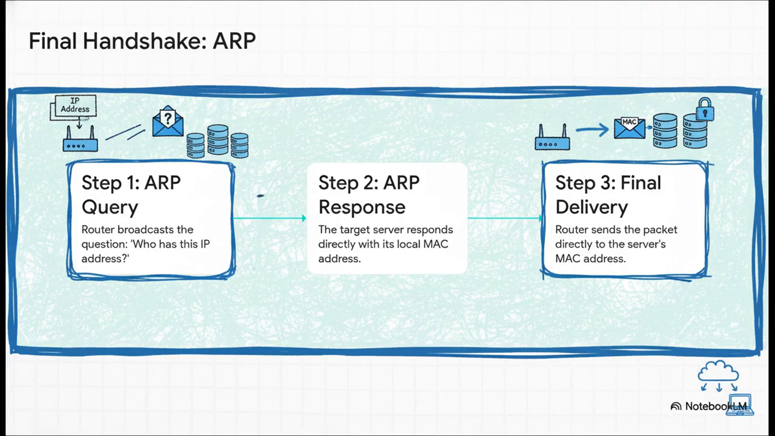So this is the final critical handshake. The last router in the chain, it knows the server's global IP address, but remember, for that final delivery, it needs the local MAC address. So it basically just shouts out to the whole local network, hey, who here has this IP address? The target server hears that call, and it's the only one that responds, saying, that's me, here's my MAC address. Boom. The router now has the exact local address it needs, and the packet is delivered.